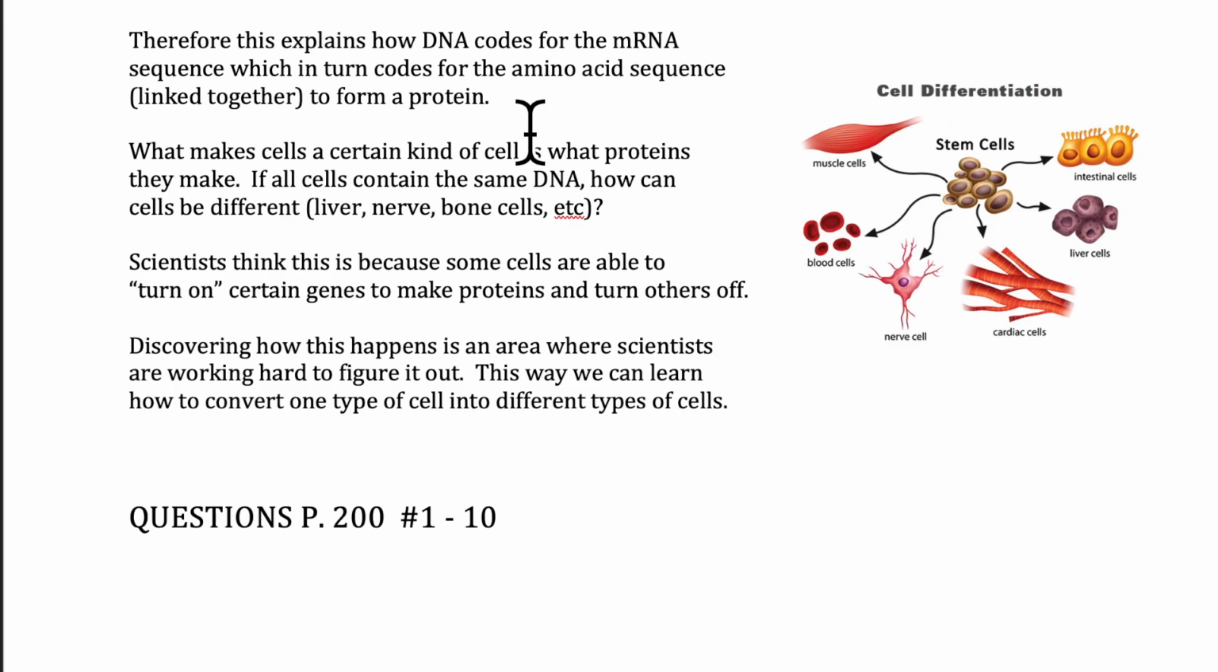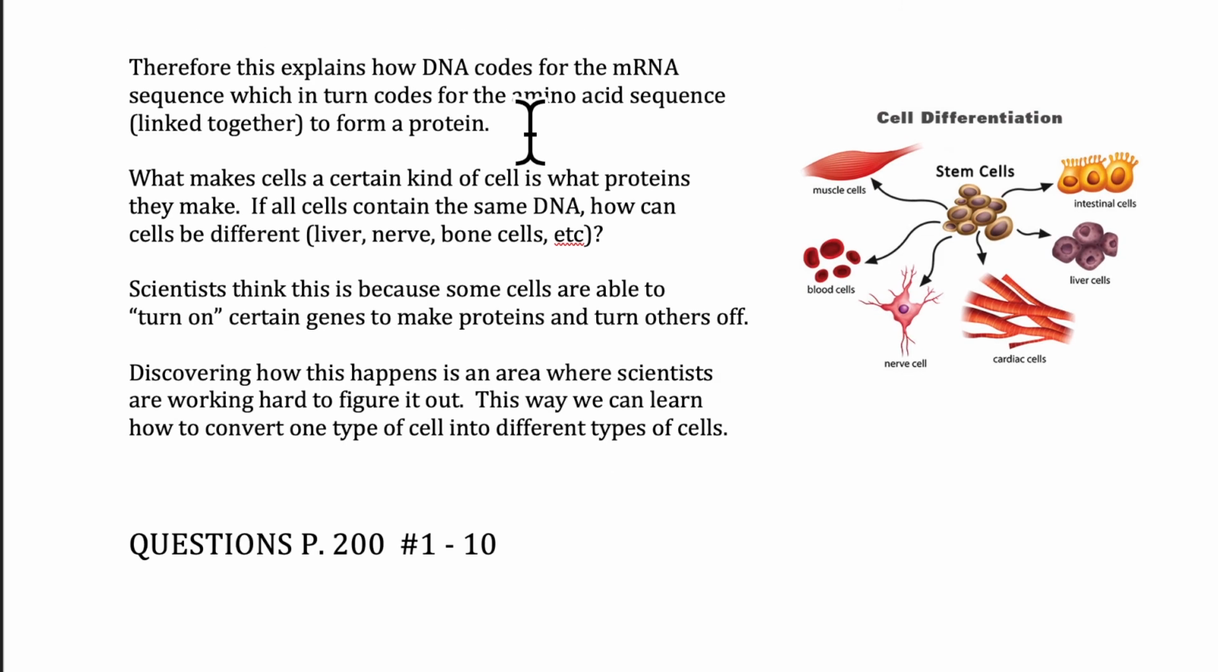What makes cells a certain kind of cell is what proteins they make. If all cells contain the same DNA, how can cells be different? Liver, nerve, bone cells, etc. Well, scientists think this is because some cells are able to turn off certain genes to make proteins and turn others off. So, of course, we have cell differentiation.